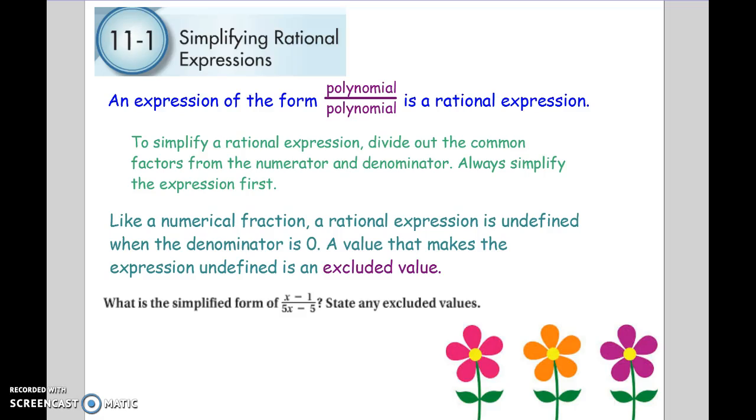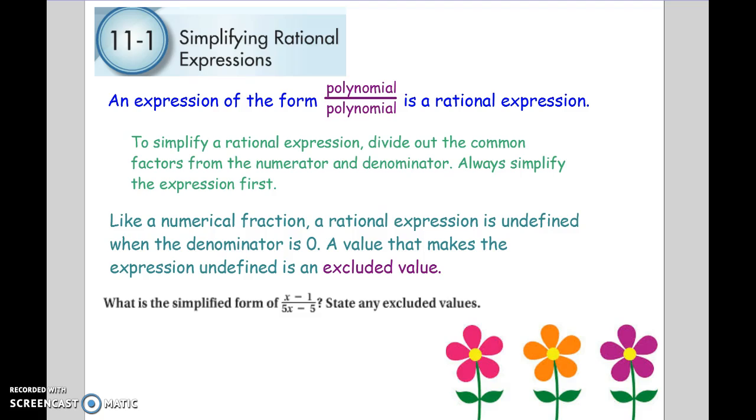Okay, so this is 11.1 and 11.2, and basically we're talking about rational expressions, which are like fractions except they have polynomials in them. When you go to simplify a rational expression, you need to keep in mind that, because it is a fraction, like any fraction, you can't have a denominator of 0, which is why we need to find out what our excluded values are before we can do anything else.